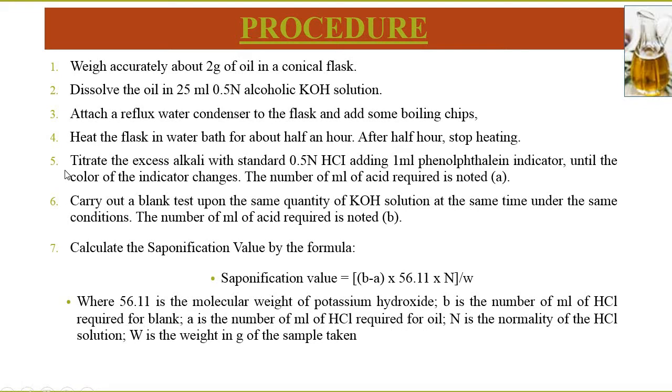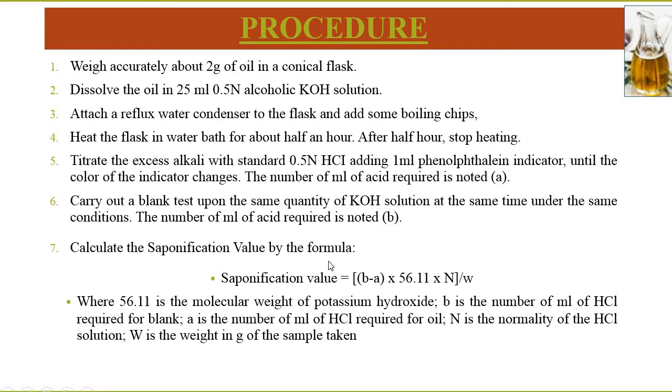Now after half an hour, titrate the excess alkali with a standard 0.5 normal HCl, adding 1 ml phenolphthalein indicator until the color of the indicator changes. The color changes from pink to colorless. The number of ml of acid required is noted as A. Now carry out a blank test upon the same quantity of KOH solution at the same time under the same conditions. The number of ml of acid required is noted as B.